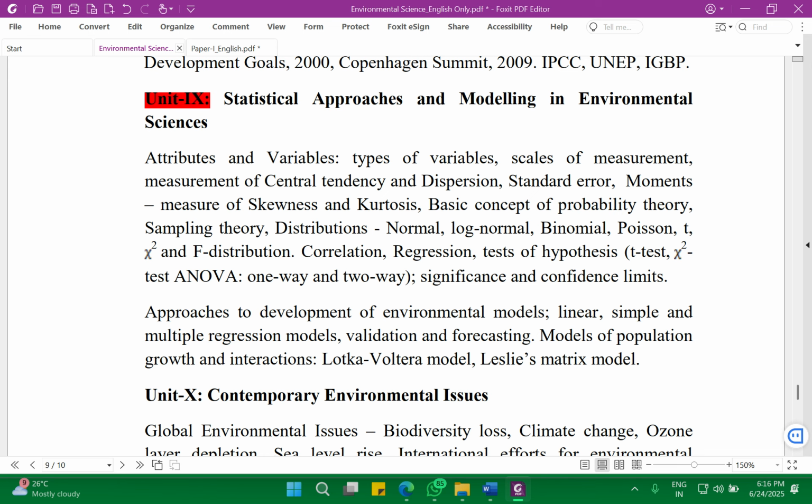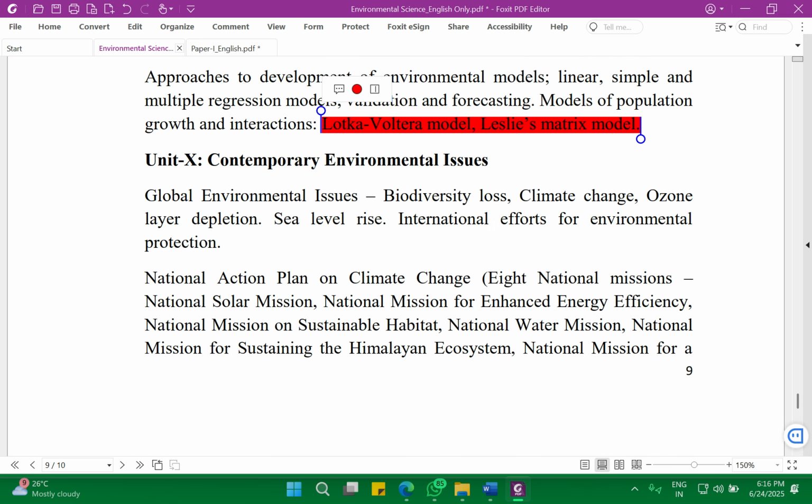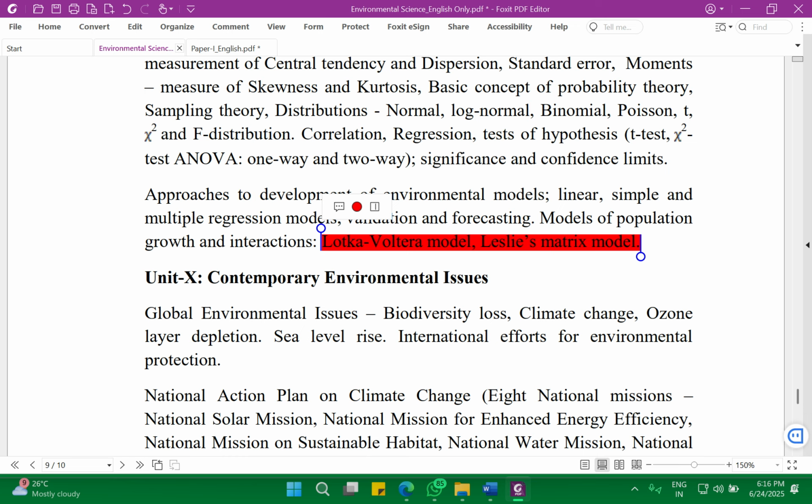And mostly one question may come from these two models, Lotka-Volterra or Leslie's model. And they may ask some simple calculation to calculate average or median, mode. So those kinds of things they may ask. And sometimes they will give some data, and they may ask whether it can be done with a t-test or chi-square, like that.